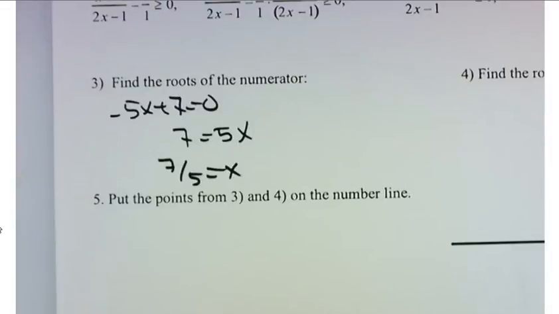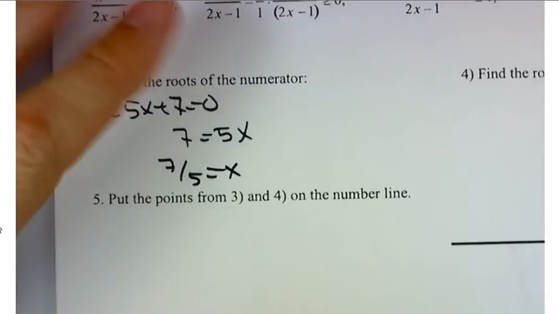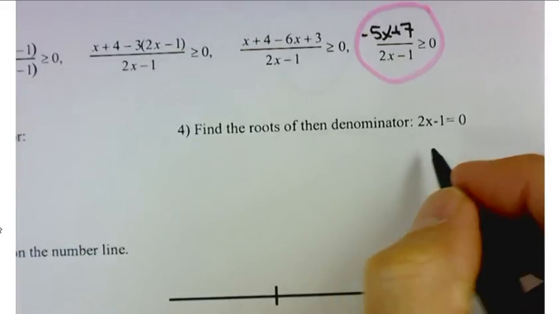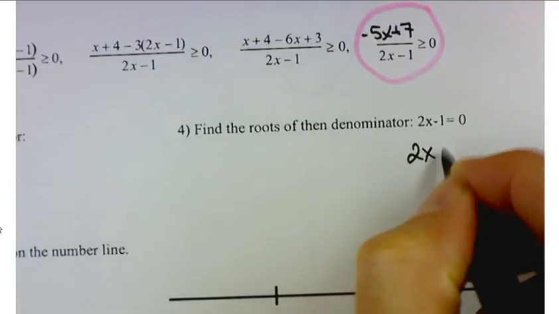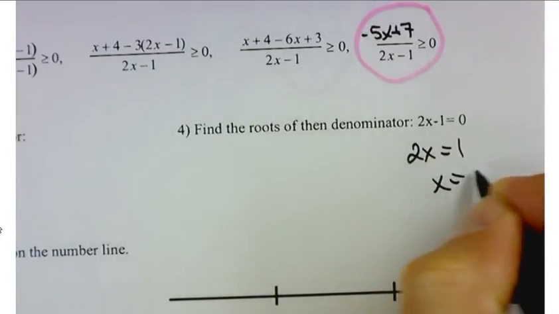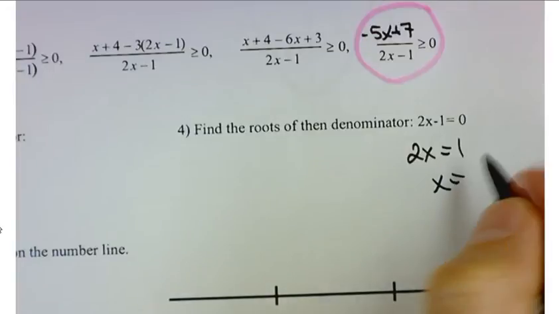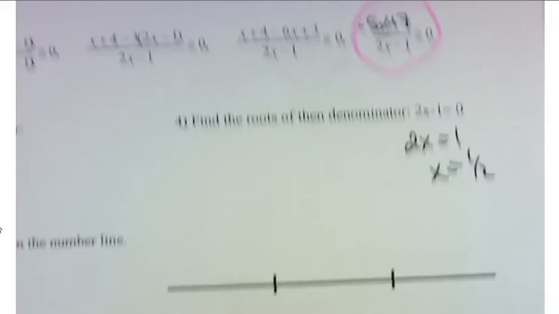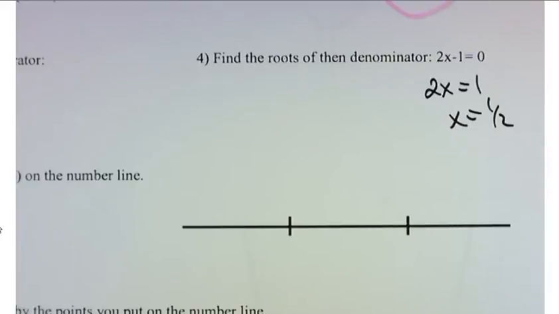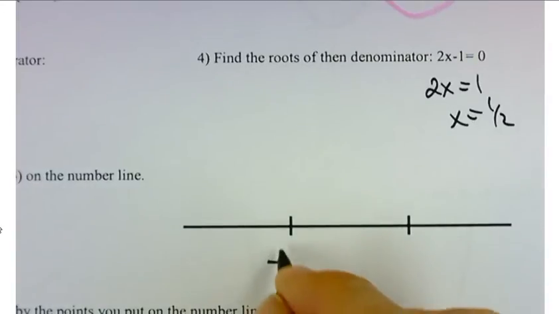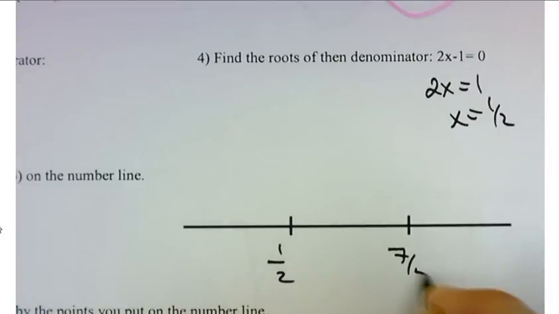Okay, great. So let's keep that point in mind. We got to do the same thing with the denominator. We got to find out where the denominator equals 0. So that's where 2x minus 1 equals 0. What could x equal? 1/2. Thank you. So let's put those two numbers on the number line. So you see where this came from. The roots of the numerator and the roots of the denominator. So that'd be 1/2 and 7/5.